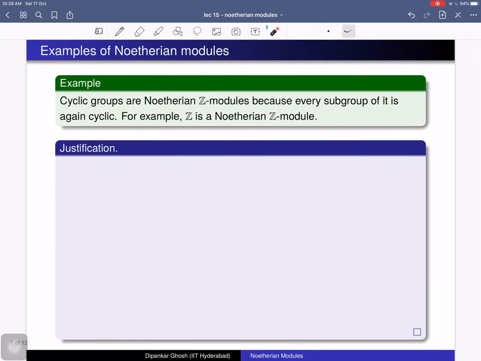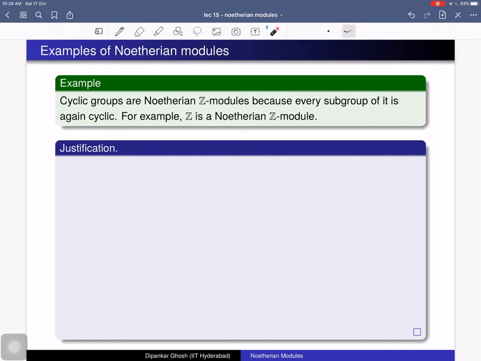Here is another example. If you consider a cyclic group, again it is an abelian group, so you can think of it as a Z module. So is this Z module Noetherian? The answer is yes, it is Noetherian. Why? Because we can verify that finiteness condition again.